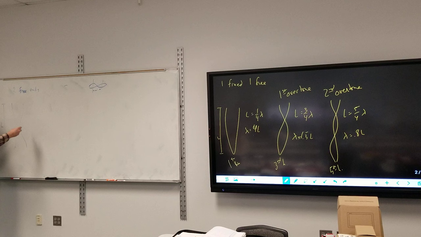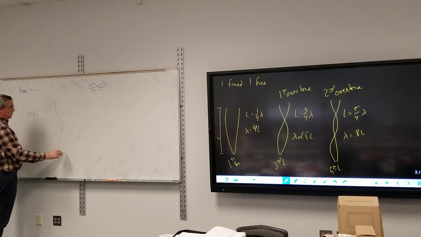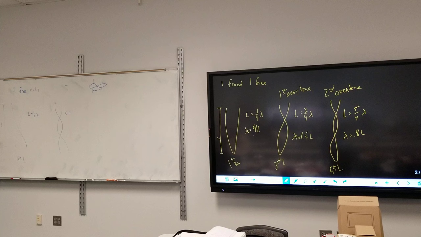All right, so L is equal to a half of a wave. That's the first harmonic. Next harmonic, how many waves are we going to add to get to the next harmonic? Half. And how many waves is this then? One. Yep.